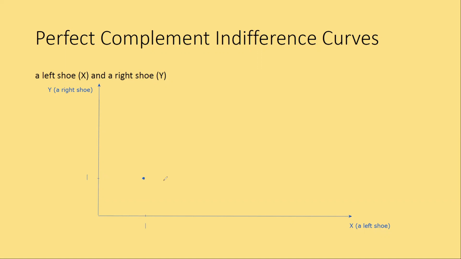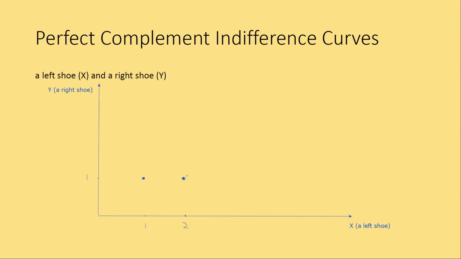This is the point where the consumer consumes 1 left shoe and 1 right shoe. It is exactly 1 pair. So the consumer has a pair of shoes and she can wear it. Now let's suppose instead of having 1 left shoe, you get 2 left shoes, 2 left shoes and 1 right shoe. Well, you have an extra left shoe, but you still have only 1 pair of shoes, right?